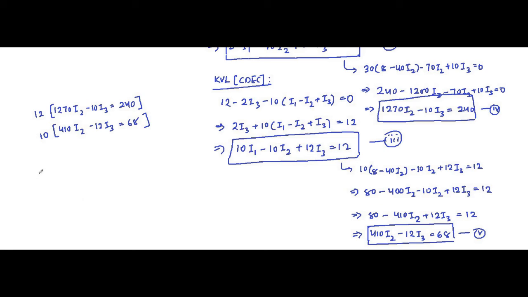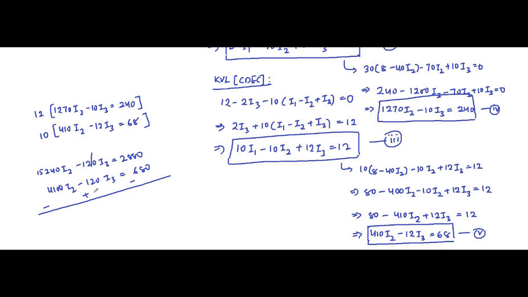So it is coming around 15240 I2 minus 120 I3 is equal to 2880. Okay, yes. Then this one is 4100 I2 minus 120 I3 equals 680. So now we'll subtract both the equations. This one becomes minus, plus, and minus.